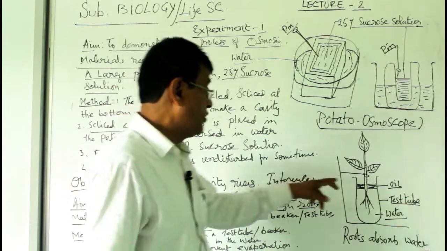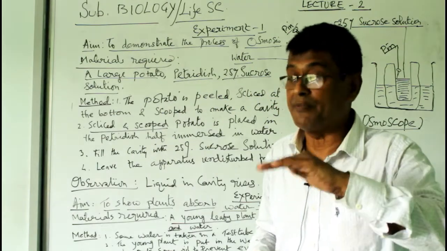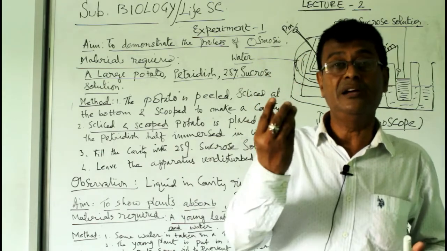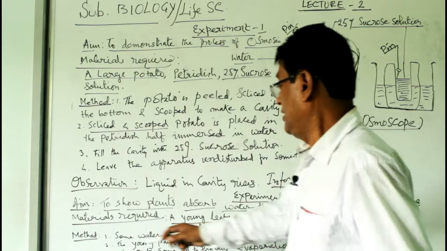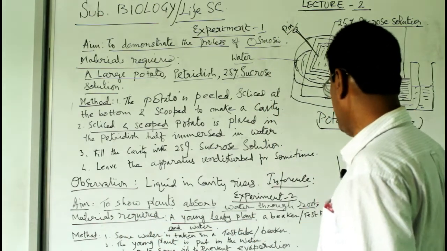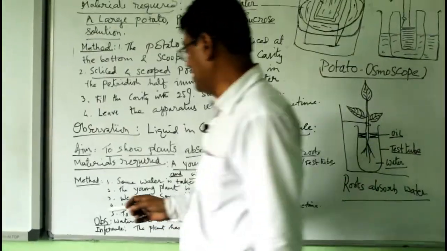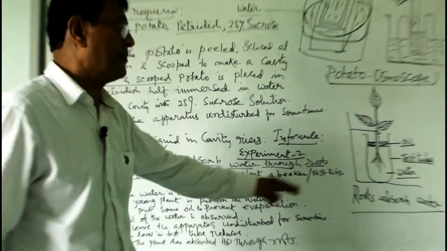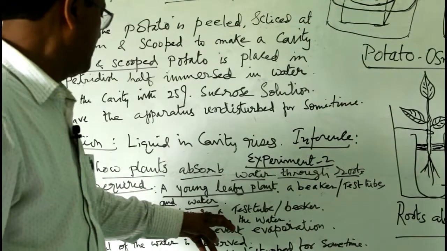And thus we have put oil here to prevent evaporation, to show that it is not by evaporation but by the roots that the water has been taken by the plant. Now what are these? The materials required: a young baby plant, that I told you already, a beaker or a test tube, and water. Now what is happening here, the method: some water is taken in a test tube or a beaker, and then a young plant is put in it.